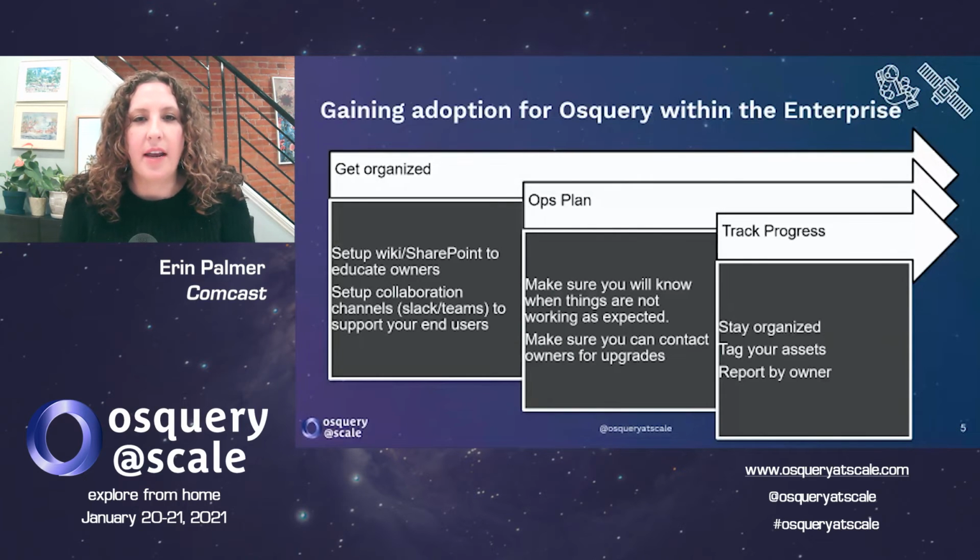In 2020, as we worked to deploy osquery across the enterprise, we really had to get organized. So the first thing we did was set up a wiki and a SharePoint to educate our owners. This was a place for people to go to understand our architecture, who were members of our team, and we added FAQs here. So there were questions that kept coming up, and we added them to our wiki.